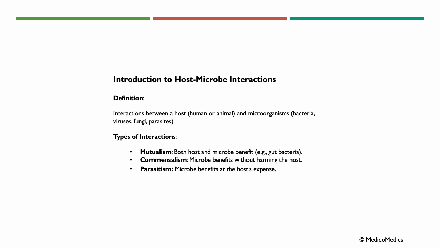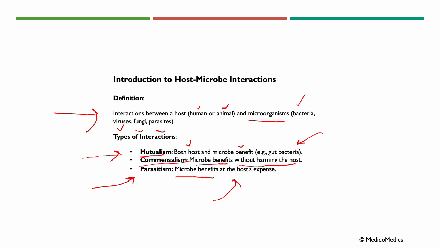So, introduction to host-microbe interactions. What's the definition here? Well, it's interactions between a host, so human or animal, and microorganisms, so bacteria, a virus, fungi, or parasites. Now, what are the types of interactions? So if it is mutualism, it means both the host and the microbe benefit. For example, gut bacteria. If it's commensalism, the microbe benefits without harming the host. And if it's parasitism, the microbe benefits at the host's expense.